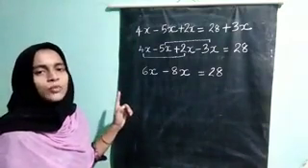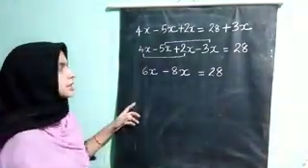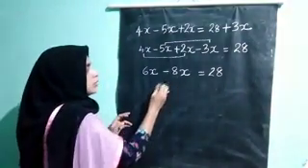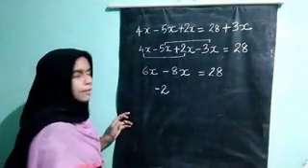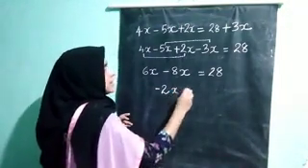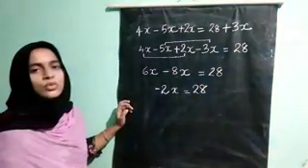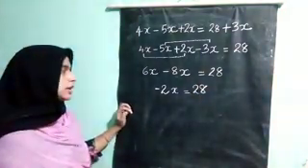Subtract from bigger, put sign of biggest. So 6 minus 8, 2 minus 2. Minus 2x equal to 28.